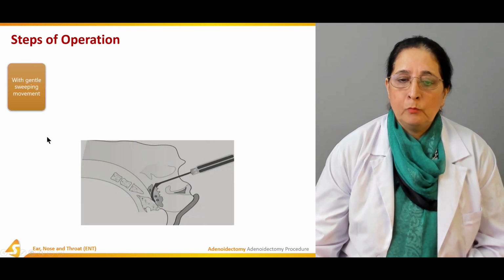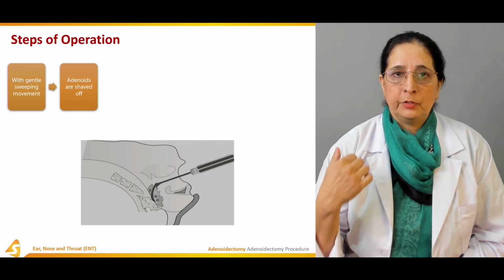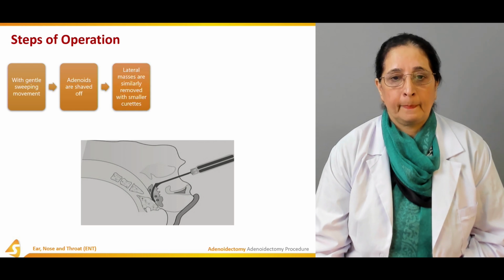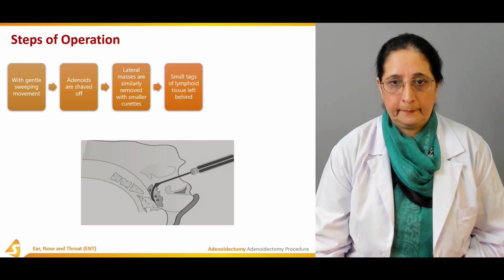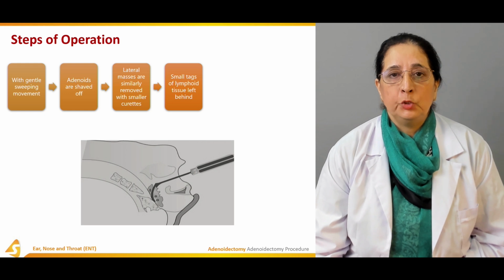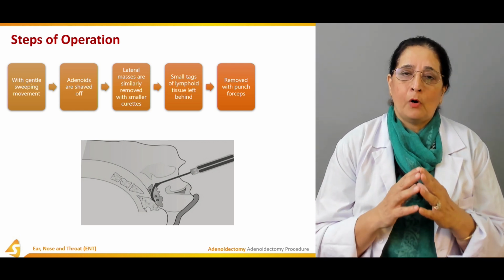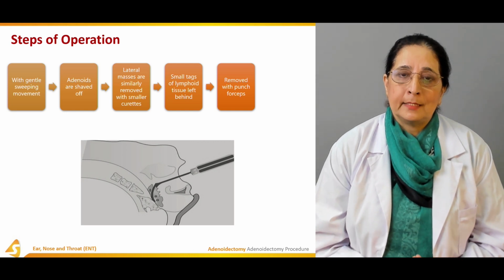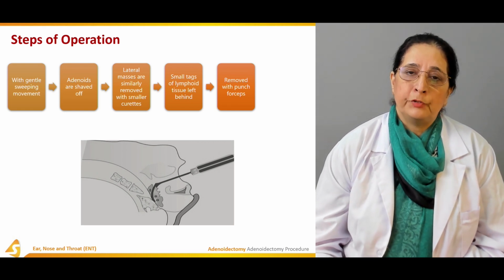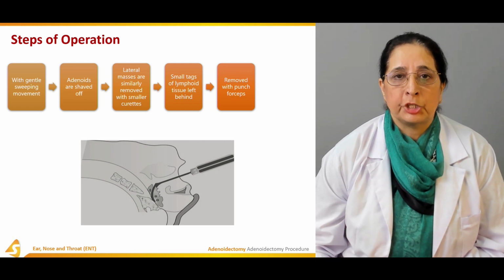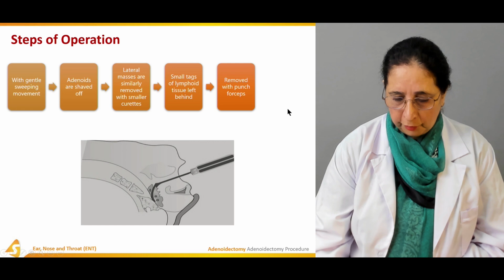With a gentle sweeping movement, the adenoids are shaved off. So adenoids should be removed by gentle movement. Lateral masses are similarly removed with smaller curettes. Small tags of lymphoid tissue left behind are removed with punch forceps. It's better to try to remove all the lymphatic tissue, all the masses, until it's all gone, because those small masses which are left behind can hypertrophy and cause complications. So look for all the masses which are present and try to remove them with the punch forceps.